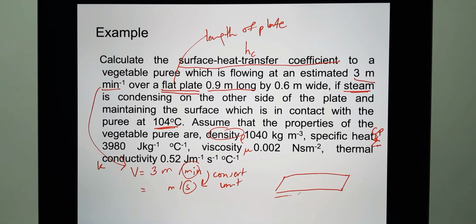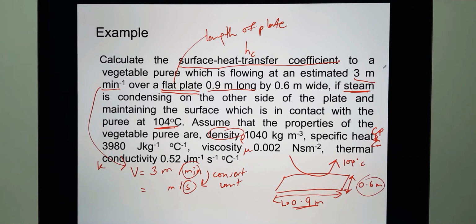Alright, the length of the flat plate is 0.9 meter, and the width is 0.6 meter. This one, we are not going to pay attention to because it does not reflect anything. But this particular length is the most important thing because you need to use this value in the equation. And the steam passing on the other side has a temperature of 104 degrees Celsius.